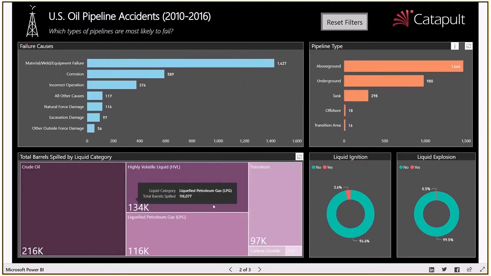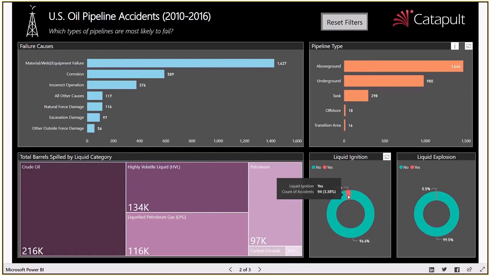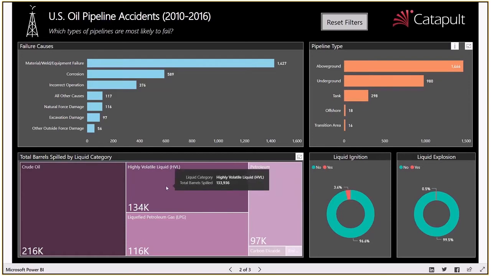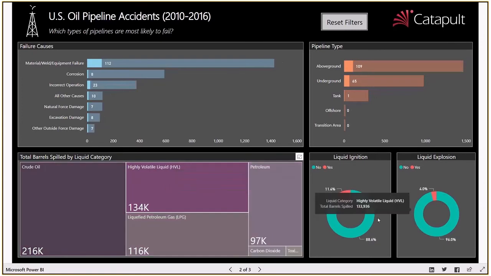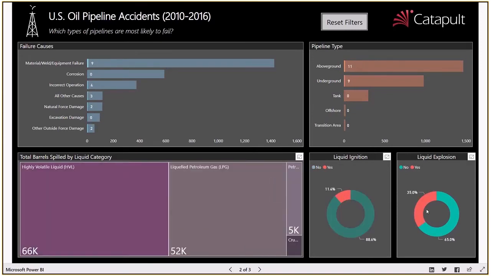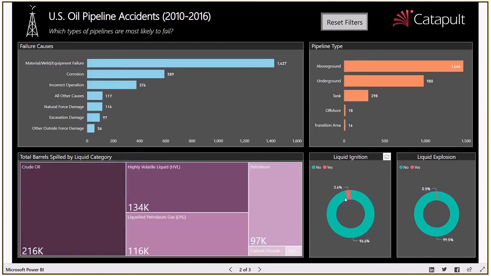On the bottom half of the dashboard, we can see that on average, for any given substance, there's about a 3.4% chance that it will ignite. However, if we look at highly volatile liquid, you can see that that chance increases to about 11.4% that it will ignite. And if it does ignite, there's about a 35% chance that it will explode. So this dashboard enables you to very quickly identify what are the most high-risk types of pipelines, how will they fail, and in what manner will they fail.